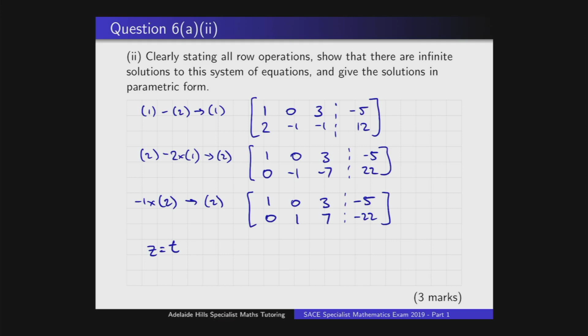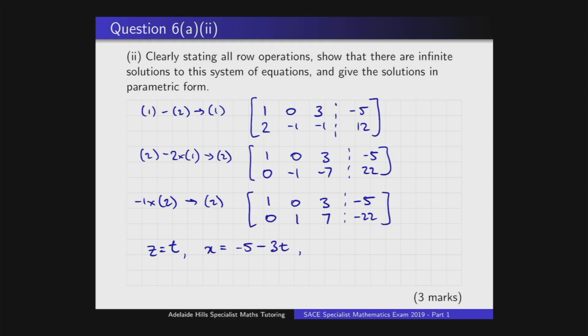But we do have something. The first row is telling us that x plus 3 times z equals minus 5. And if z equals t, we move that 3 times t to the right hand side, we're going to have that x is equal to minus 5 minus 3t.